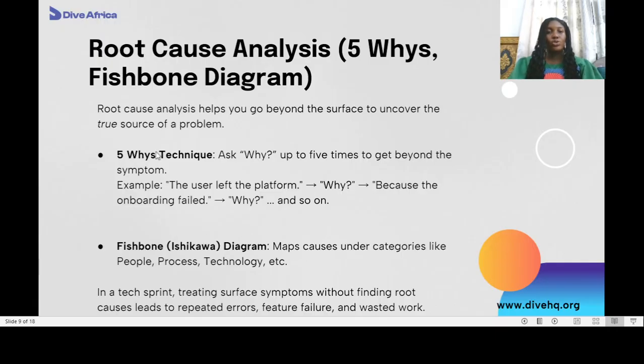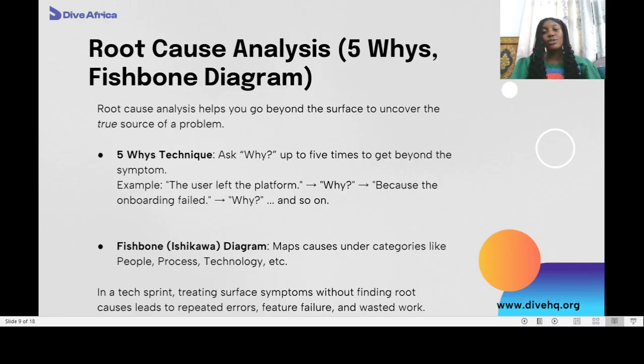So you need to use the 5 Whys technique. Ask why. You can ask why up to 5 times to get beyond the symptoms, to know what exactly is going on here, to know how to be an effective problem solver.